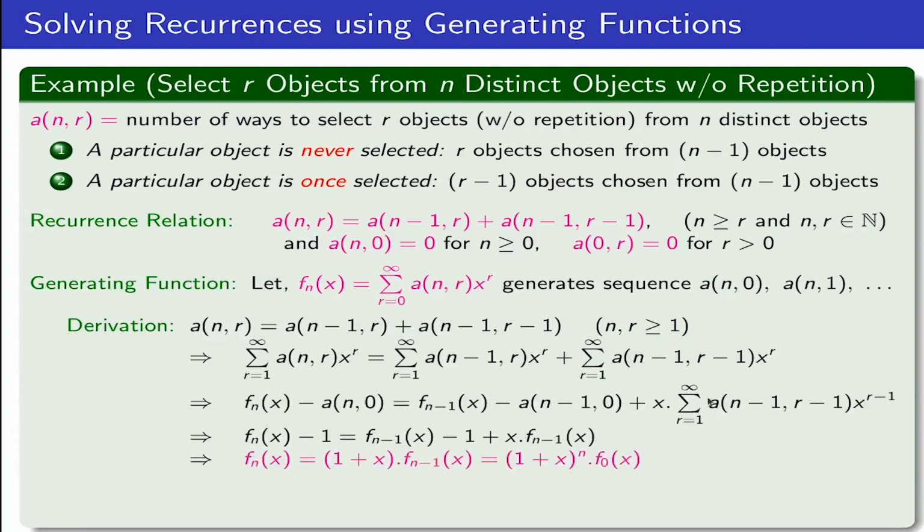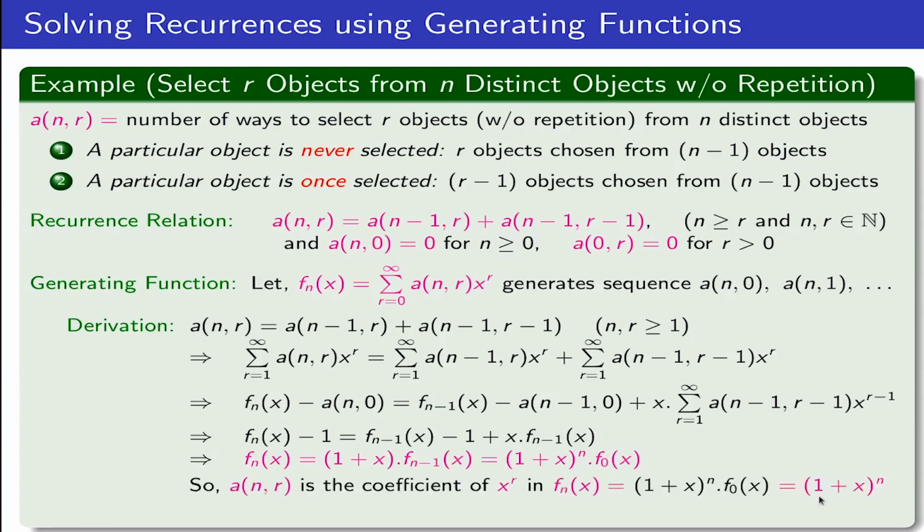Only this factor changes a little. Earlier it became x into f_n(x); this time it becomes x into f_{n-1}(x). So this goes as f_n(x) equal to 1 plus x into f_{n-1}(x), which means this is (1 plus x) whole to the power n into f_0(x), which is 1. So it goes as (1 plus x) to the power n, and as you can see, the coefficient of a_{n,r} is nothing but n C r. That is, choosing r objects from n total objects without any repetition is just n C r.